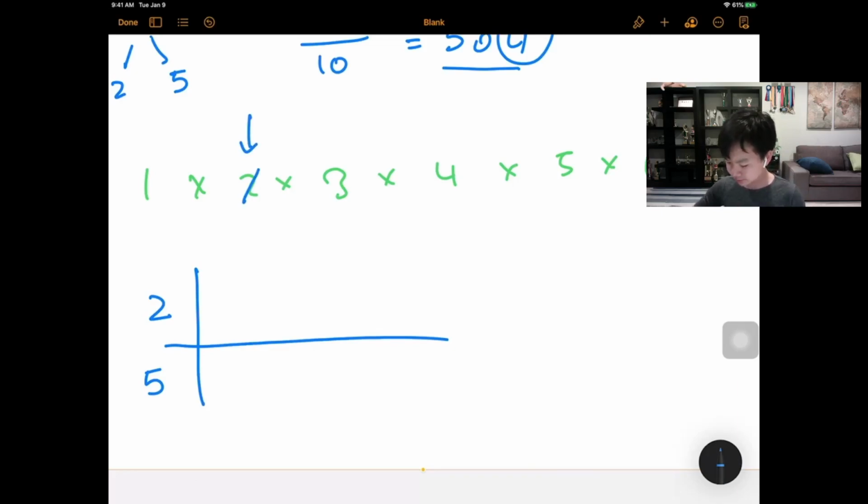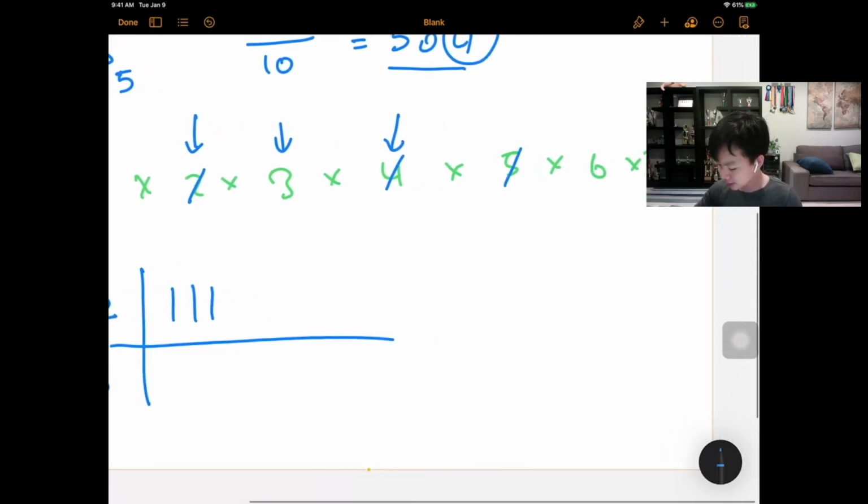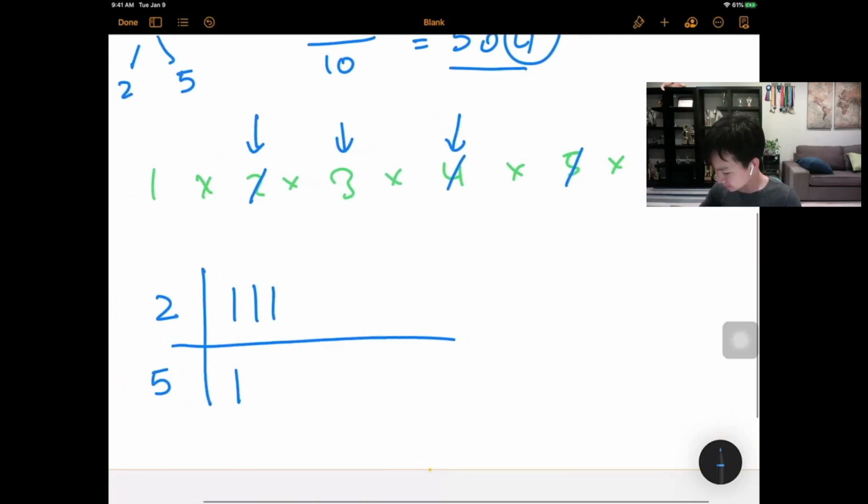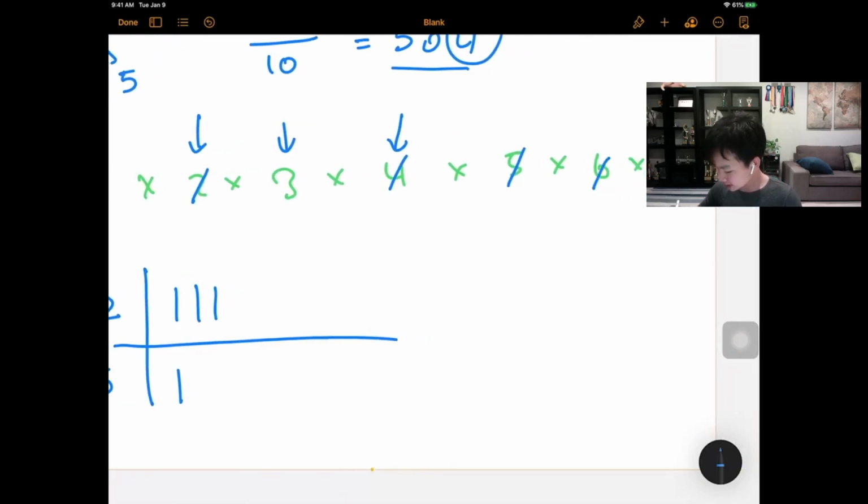So then we have 1 over here. 3, you just read over it since it is not divisible by 2 or 5. 4 is divisible by 2, so you would tally it up, and 4 divided by 2 would be equal to 2, and then you divide it by 2 again, which would result in 1. And then 5, you see it's over here. 6 is divisible by 2, and this would result in 3.